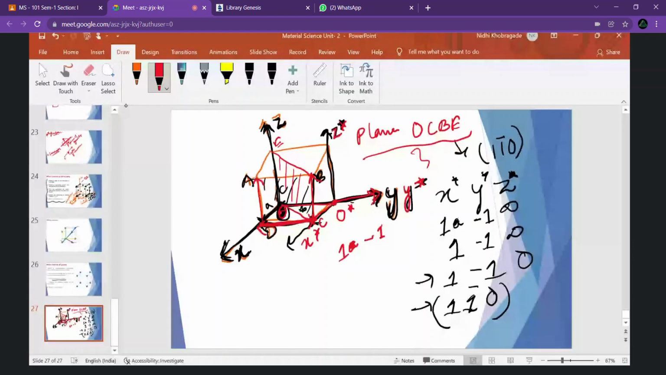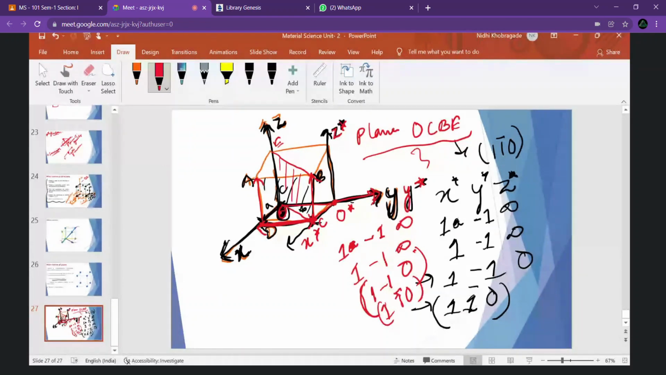Then in the z, it will move to this side. Here you can see both the positions are parallel. If it is parallel, then the intercept will be infinity. So z is coming as infinity. So 1, -1, infinity; reciprocal: 1, -1, 0. So these are our Miller indices, that is 1 1 bar 0 for this particular plane.